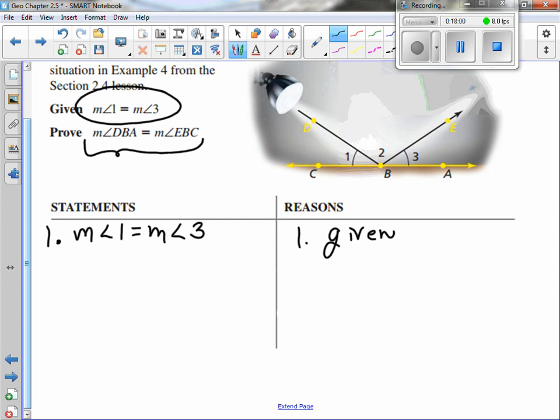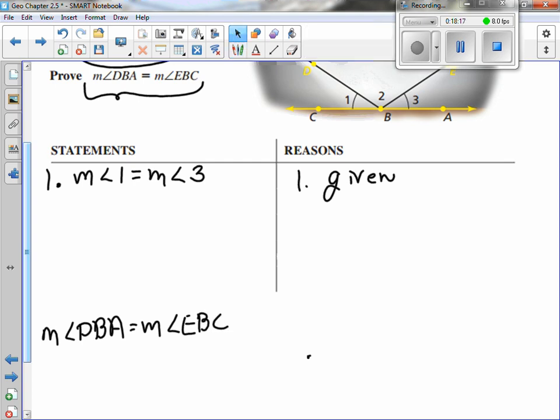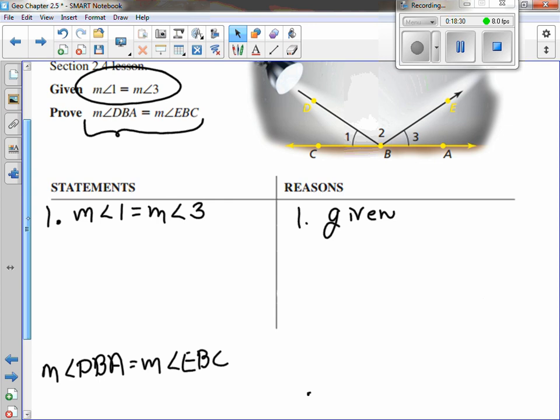And our very last statement is that the measure of angle DBA is equal to the measure of angle EBC. That's going to be our last statement. However many statements that's going to be, it's going to be the very last one. So DBA is equal to EBC. So we want to show that.